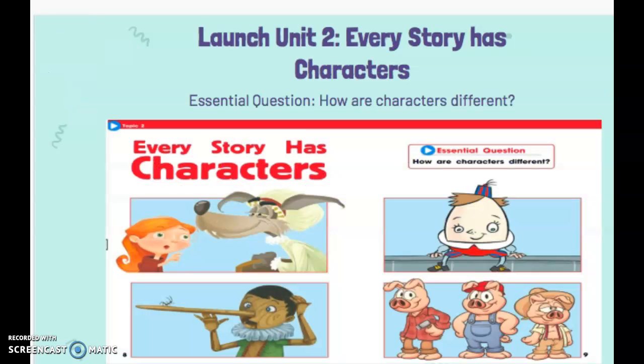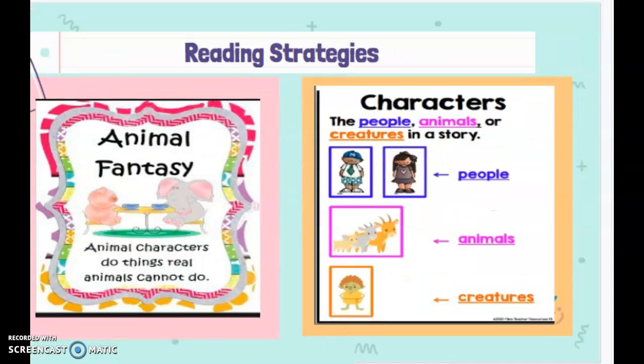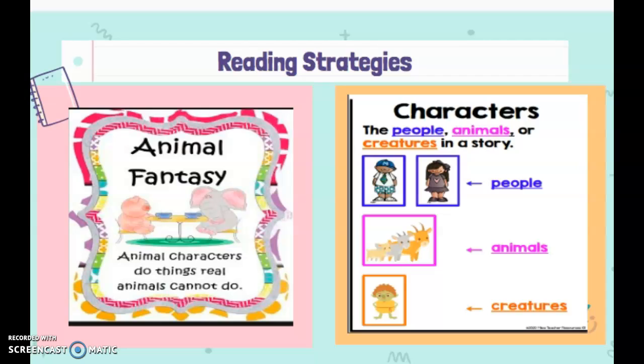In this unit, we have been talking about characters. We have decided to focus on how characters look different, their different personalities, how they solve problems differently, and some of the different problems that they get into. We know that we have characters, which are people, animals, and creatures in a story. Some of our stories can be animal fiction or fantasy, and this is when animal characters do things that animals cannot do in real life, meaning they wear clothes, they go to the store, they talk. Those are things animals cannot do in real life.